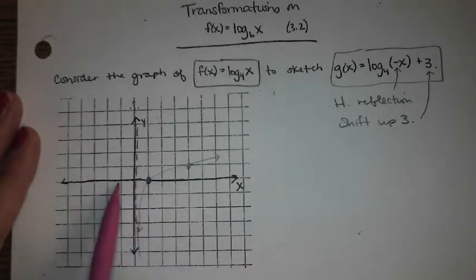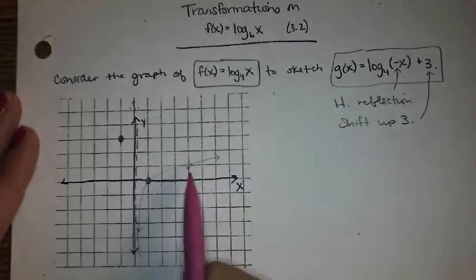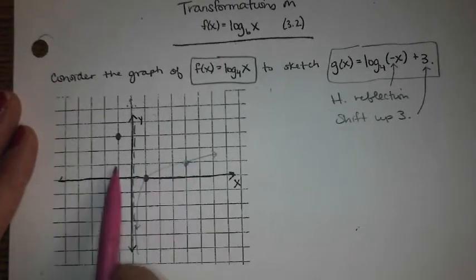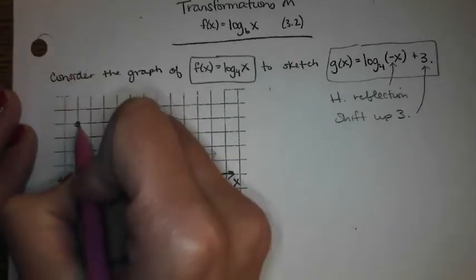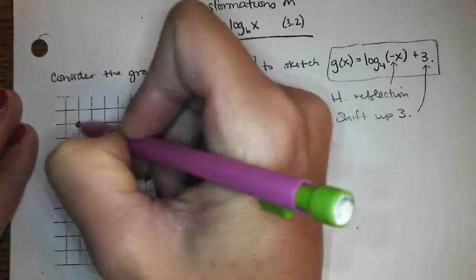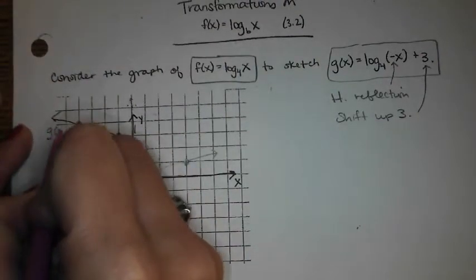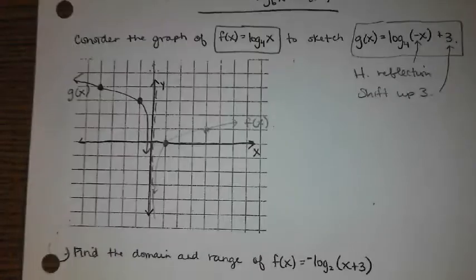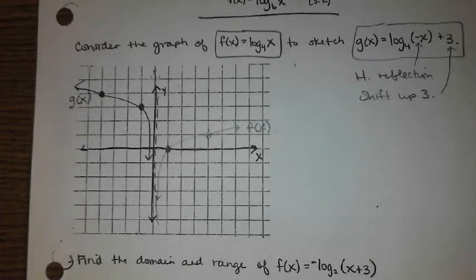So that's good, right? We're not moving that. Flip this point horizontally and then shift it up 3. It's 4 units to the right, so flip it 4 units to the left and then shift it up 3. And we go towards negative infinity when we go towards the asymptote. So here we have g of x, and here we have f of x. Any questions on that?